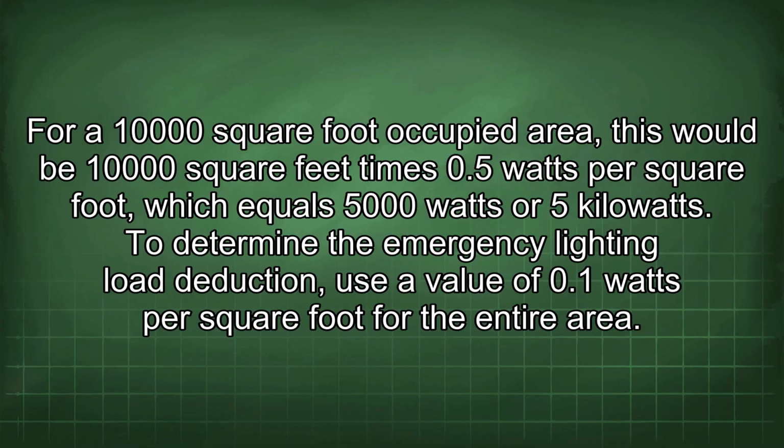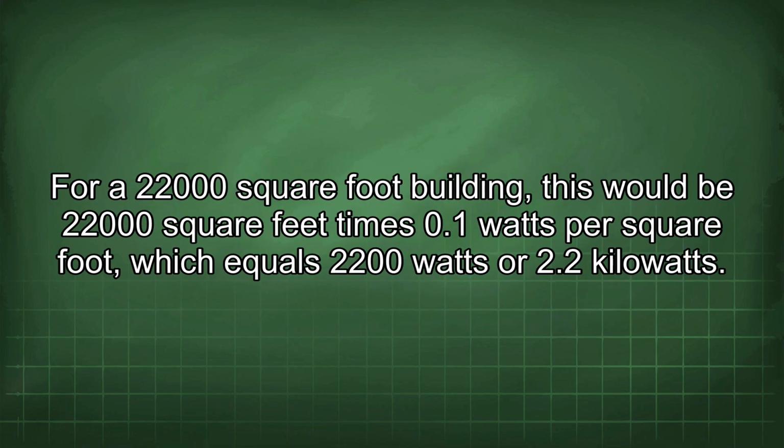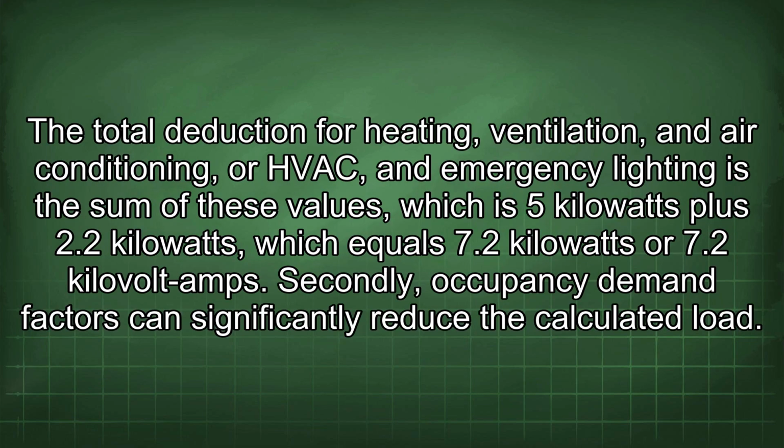To determine the emergency lighting load deduction, use a value of 0.1 watts per square foot for the entire area. For a 22,000 square foot building, this would be 22,000 square feet times 0.1 watts per square foot, which equals 2,200 watts or 2.2 kilowatts. The total deduction for HVAC and emergency lighting is the sum of these values, which is 5 kilowatts plus 2.2 kilowatts, which equals 7.2 kilowatts or 7.2 kilovolt amps.